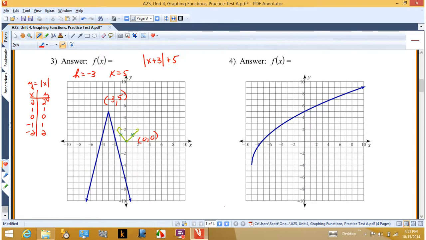Now I have to see if it's got anything else going on in the front, the multiplication. This would be the y stretch and the reflection, and yes, it is reflected. The absolute value should open up, this one opens down, so I'm going to have a negative in there to indicate the reflection. Now let's see if it's been stretched in the y direction. Let's look at this original parent graph. We can see that I start at 0, 0, I go over 1, up 1.